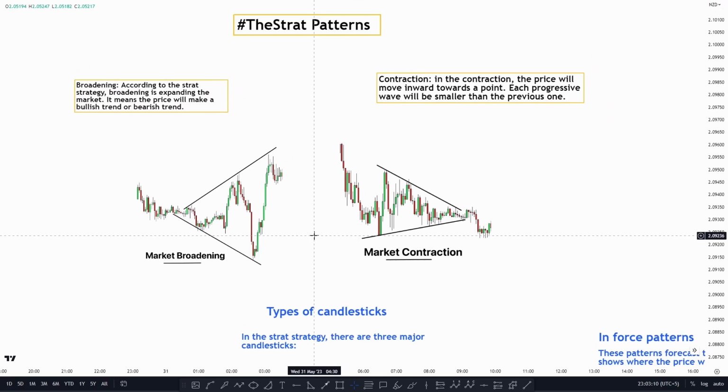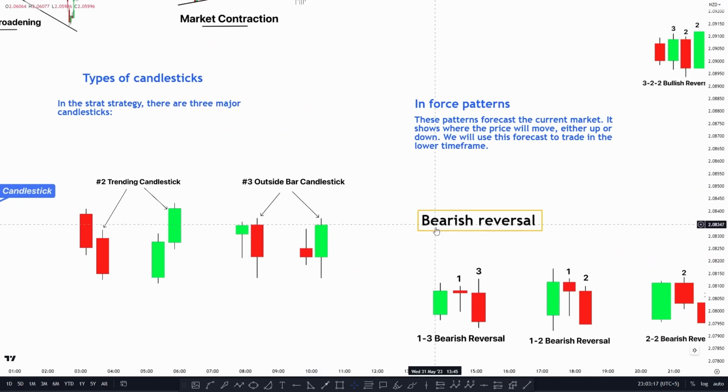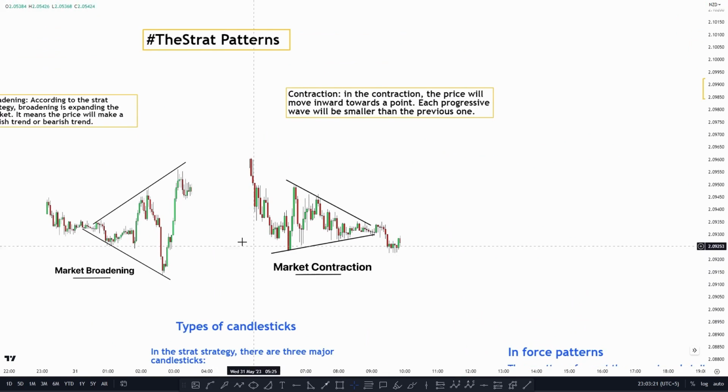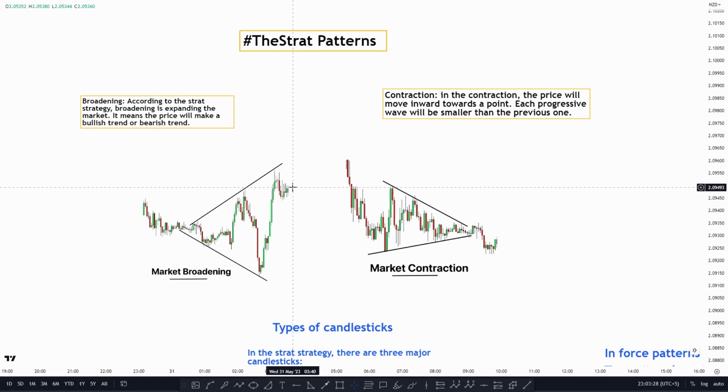In this first one, I want to build your basic concepts about how you can successfully detect the strat patterns and how you can look for trading opportunities. In our next video, coming hopefully next week, you'll see the strat patterns in action. So without any further ado, let's get started.